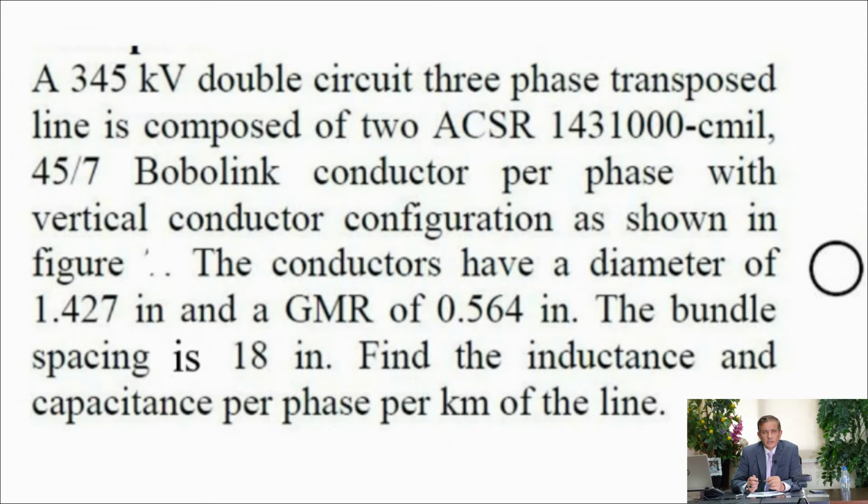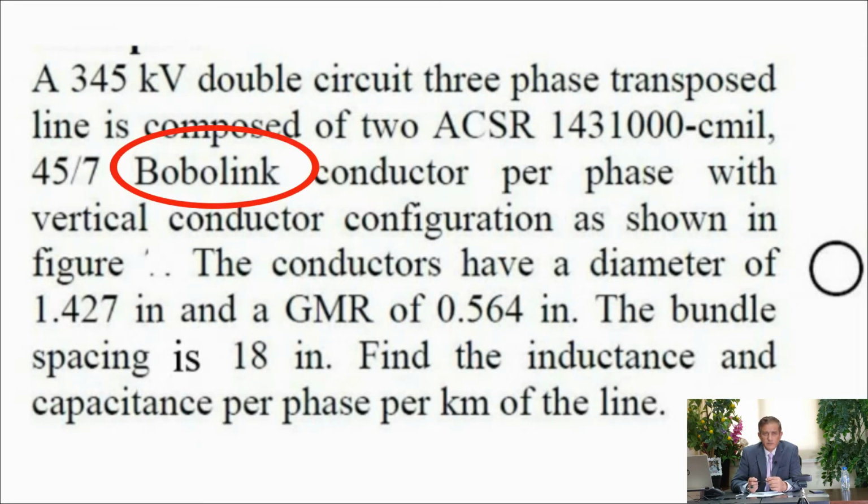Of two ACSR, I told you, you have to know what is ACSR and AAC. Aluminum conductor steel reinforced, or aluminum alloy conductor. This is given in circular mils. It's 1,431,000 circular mil, or you can have it in kilo circular mil, 1,431. 45/7, you have to know this. What is meant by 45/7? 45 strands of aluminum, 7 strands of steel.